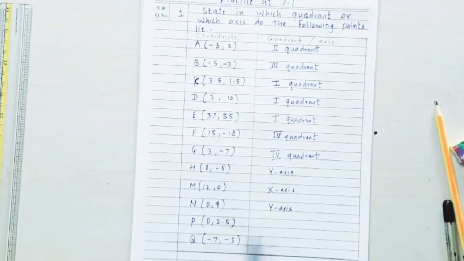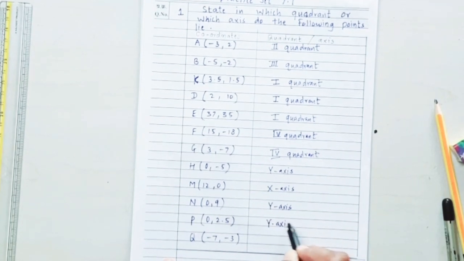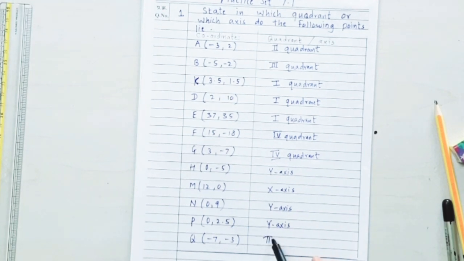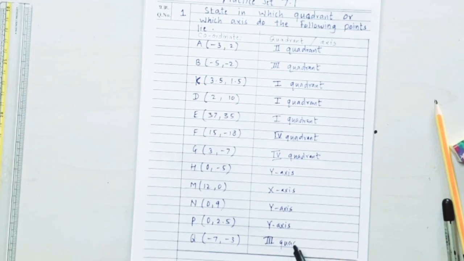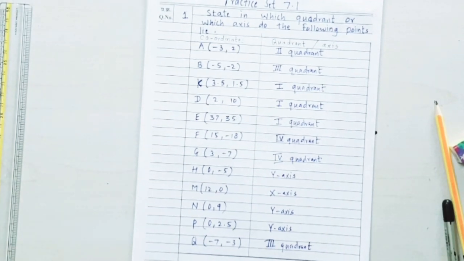Then (0, 2.5). This P also lies on the y-axis, where the x coordinate is 0 and y is 2.5. And Q, (-7, -3). Both coordinates are negative, so it lies in the third quadrant. In the third quadrant, both coordinates are negative.